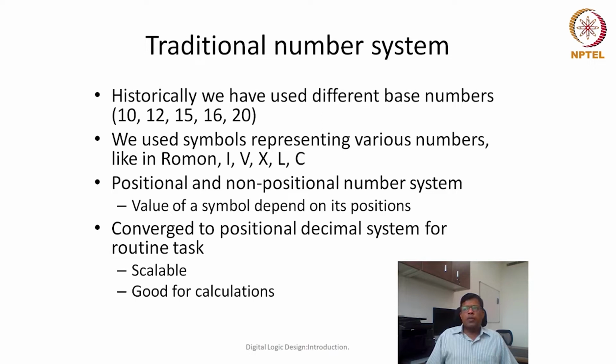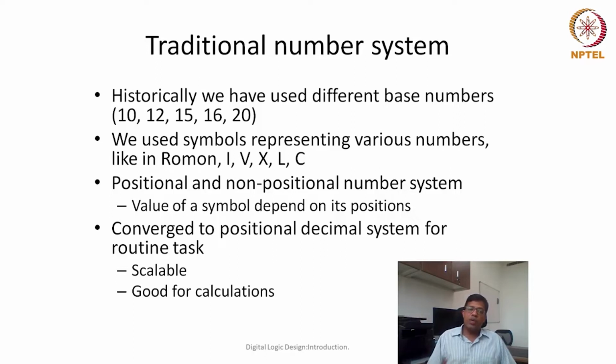Now, after inventing so many types of number systems across the world, finally we have converged onto the position based decimal system. The reason is that using these 10 digits 0, 1, 2, 3, 4, 5, 6, 7, 8, 9, we can represent any large number. You need not define a new symbol for a large number. Whatever is the largest number of the world can be defined using only these 10 symbols.